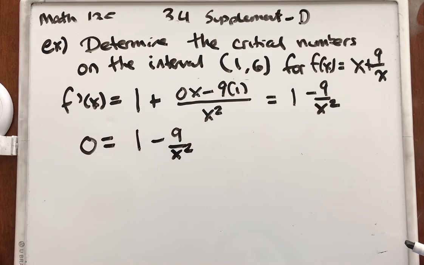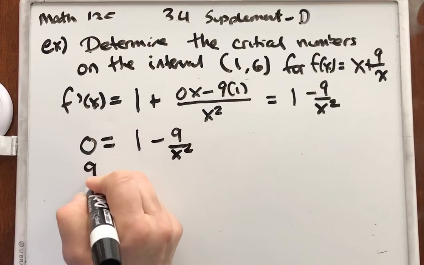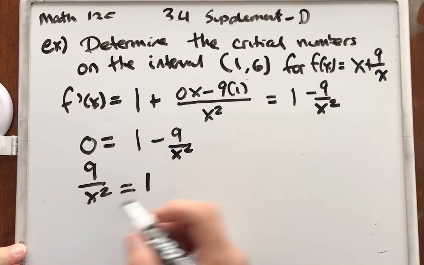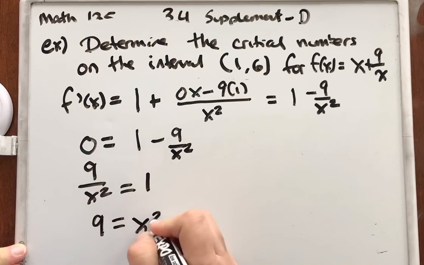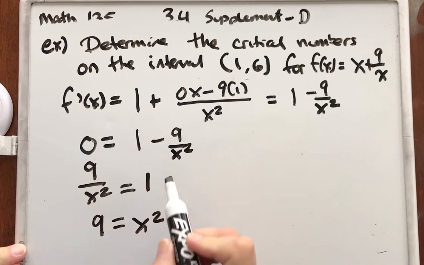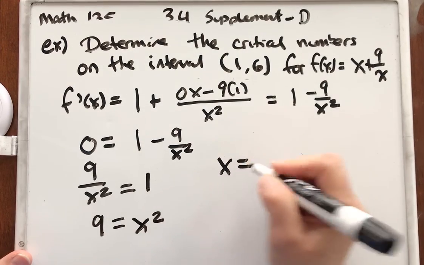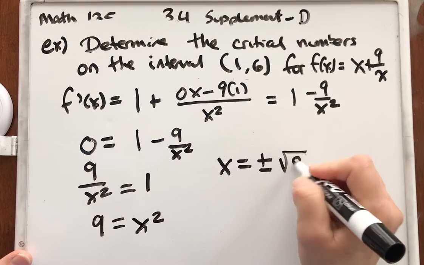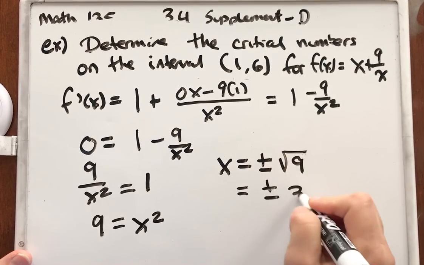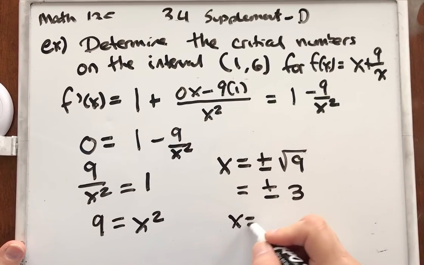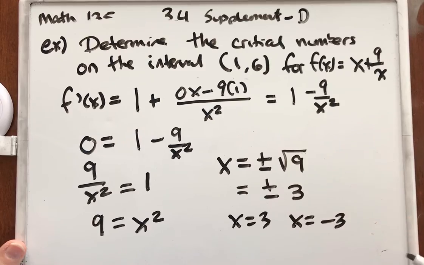So we have 0 equals 1 minus 9 over x squared. Okay, so what can we do next? Anybody have an idea? Well, how about this negative we put over here? 9 over x squared equals 1. Now if we multiply both sides by x squared, we're going to get 9 equals x squared. Square rooting both sides, we have x equals plus or minus square root of 9, which equals plus or minus 3. Okay, but we have a problem.